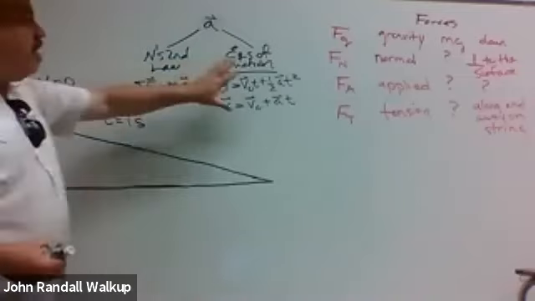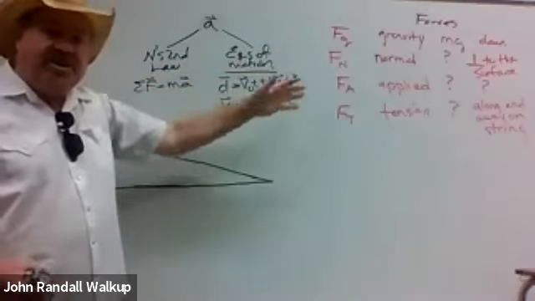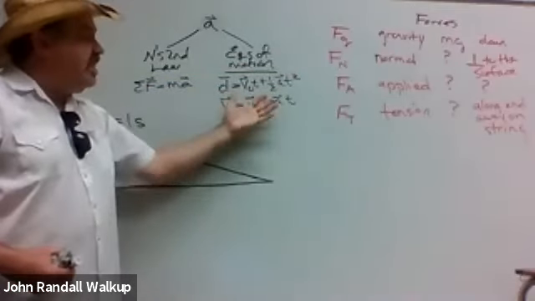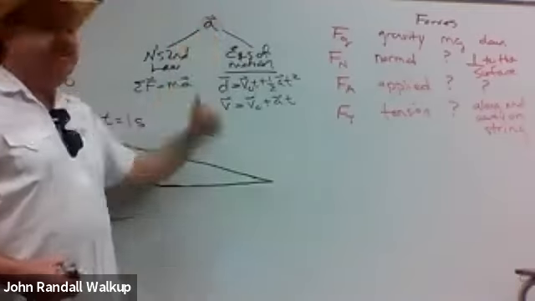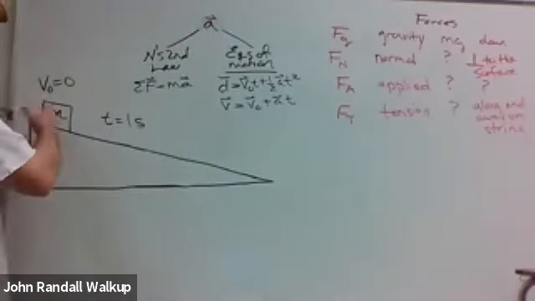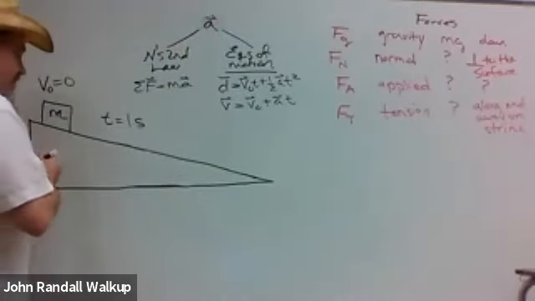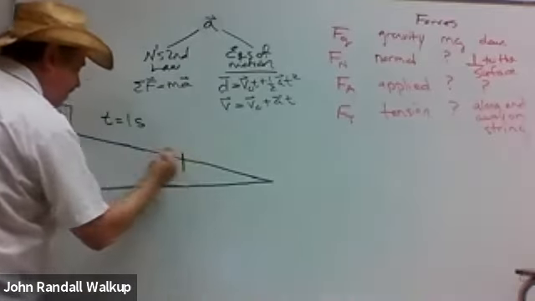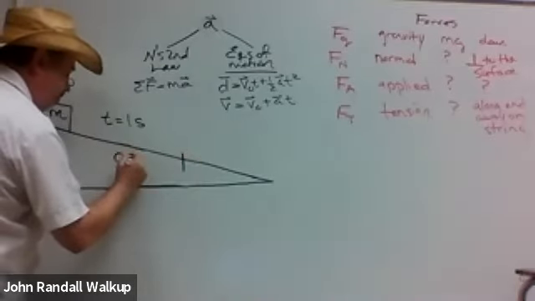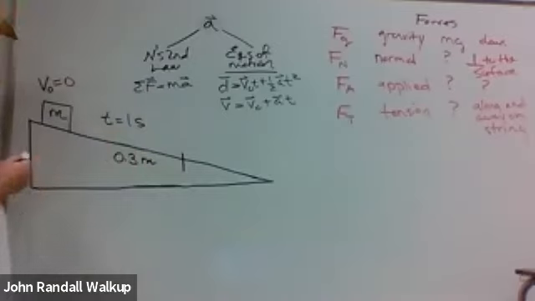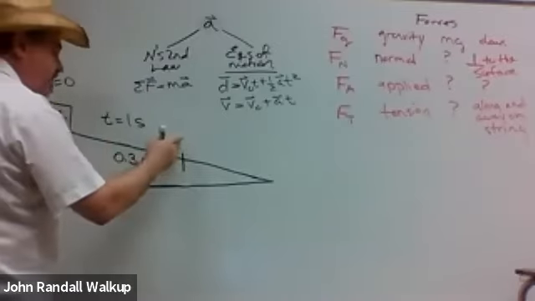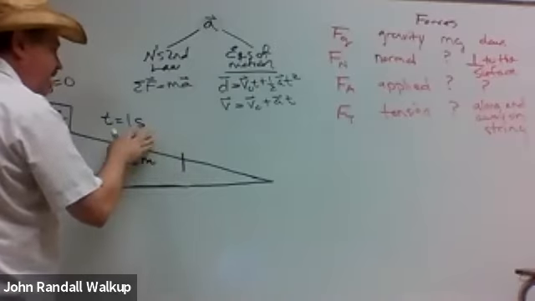So the first thing I always do is look at the equations of motion to decide which will tell me what the acceleration is. We know the initial velocity. Oh, and I didn't mention that this thing traveled a distance of 0.3 meters. We know the initial velocity, and we know the distance of travel and the time.